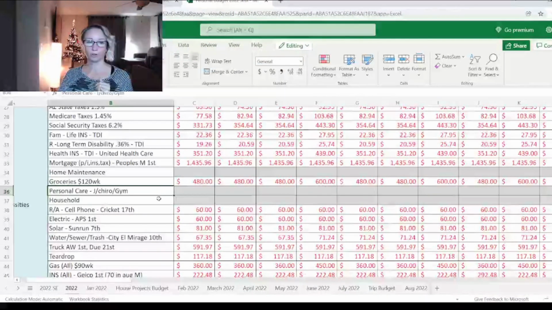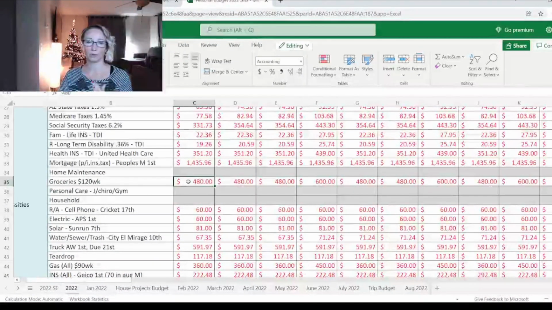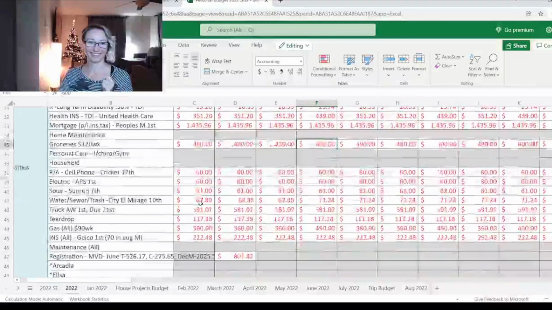Home maintenance, personal care, and household, we're not budgeting anything, but as you saw, we obviously spend money in those categories. So those we're going to do on a month-to-month basis. So you'll have to join me. Maybe we'll do a mid-year checkup like we did last year. Groceries, we're going to try to keep it at $120 a week. So it fluctuates between $480 to $600 a month. Again, we'll see how that goes.